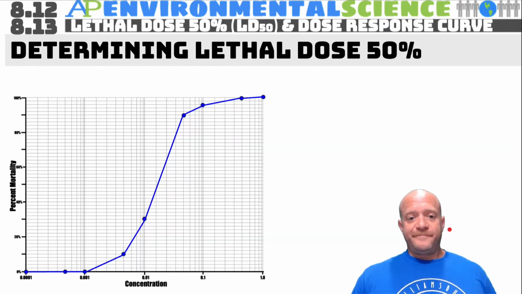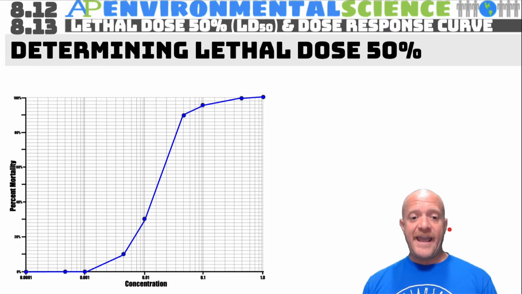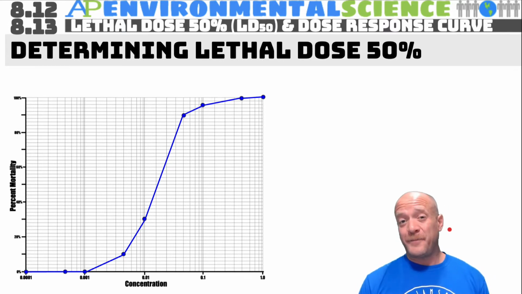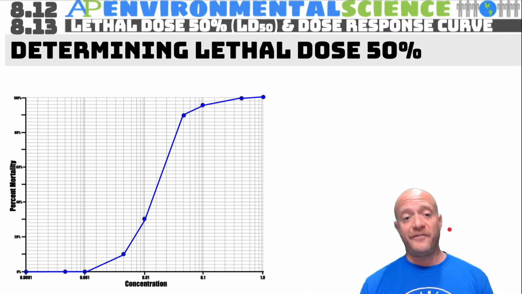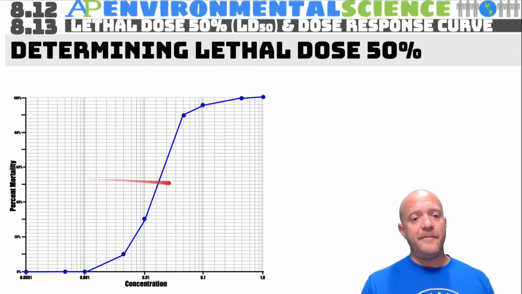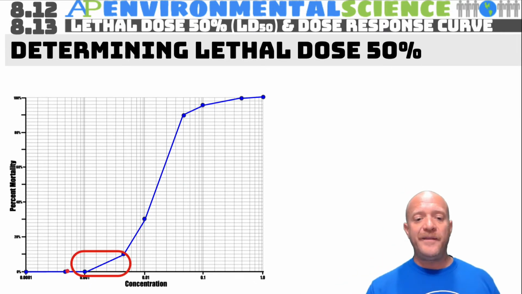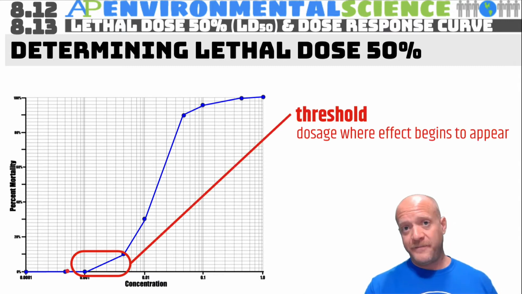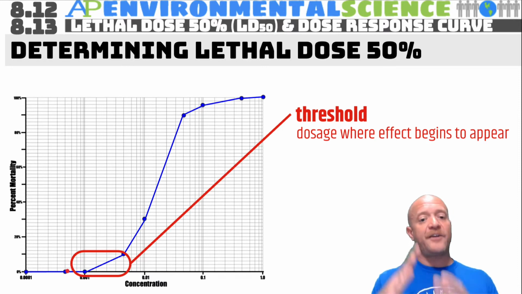And when you're finished, you should have an S-shaped curve like this. And if it doesn't make an S-shaped curve, you did it incorrectly, or it is not a lethal dose 50 or an LD50 curve. We are mostly concerned with this value in the middle, but we're also concerned with this value down here, because this is when we start to see the impact of our dosage. And this is called the threshold. And it's the dosage wherever the effect begins to occur. So it's wherever that curve starts.